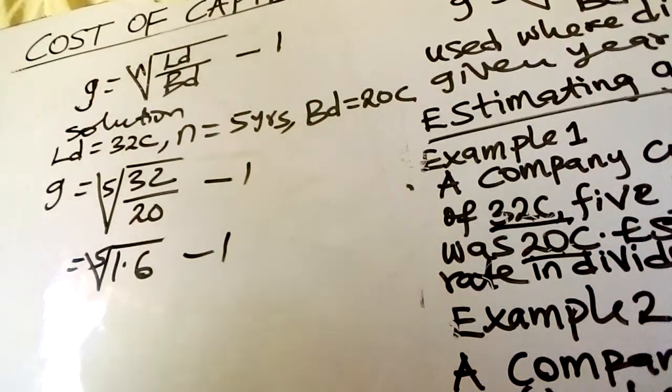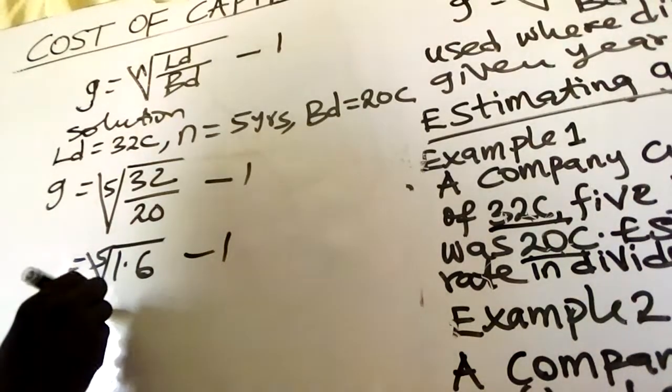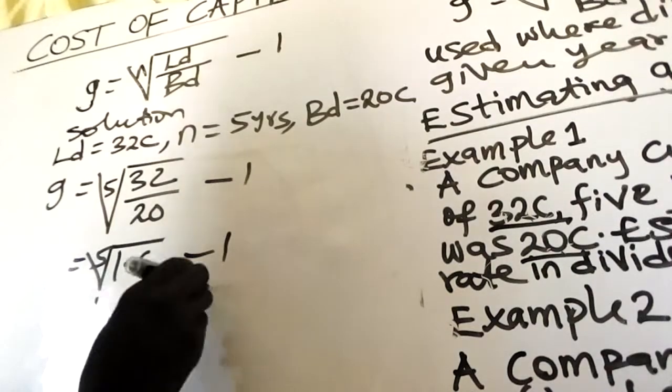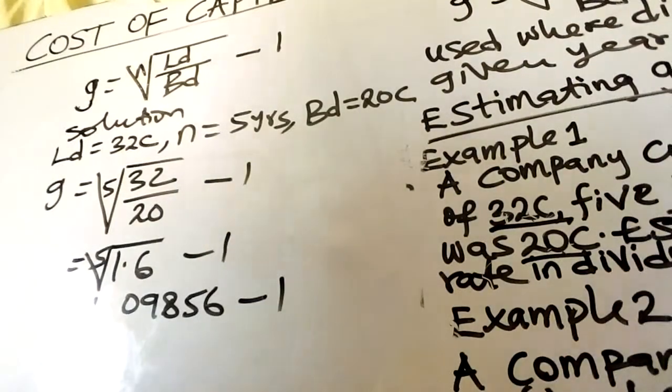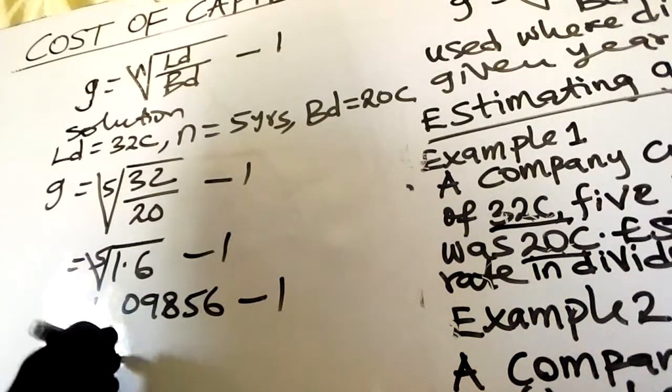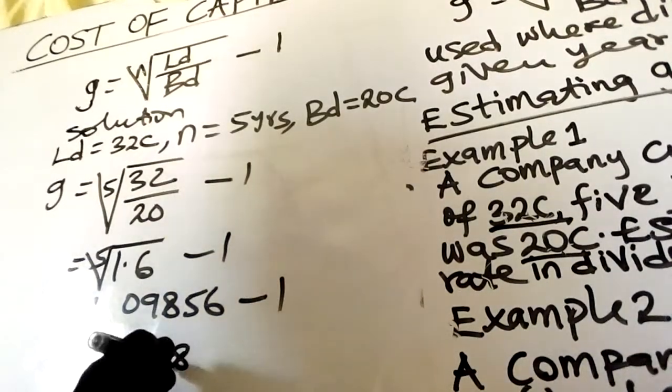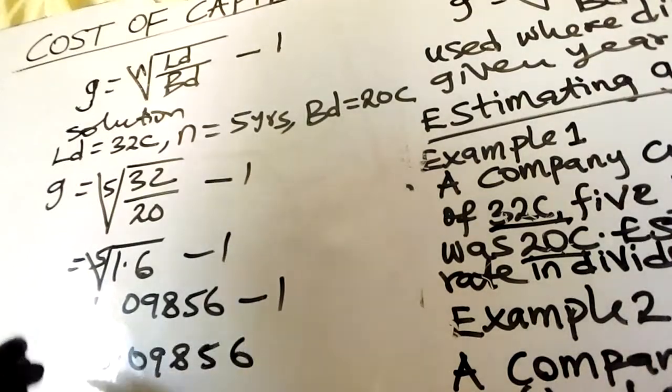What is the fifth root of 1.6? You press the second function, then the root, and then 1.6. The fifth root of 1.6 is 1.09856. Minus 1, then you have 0.09856.